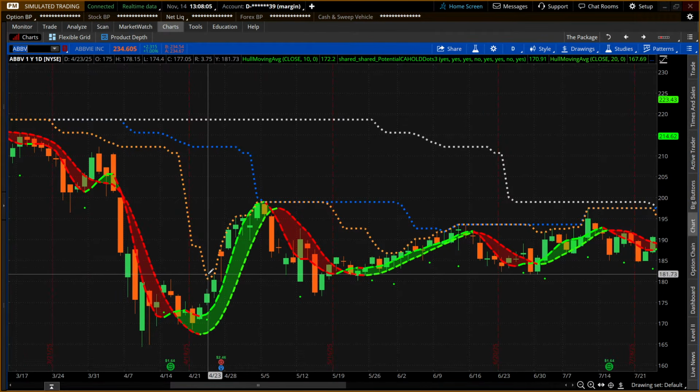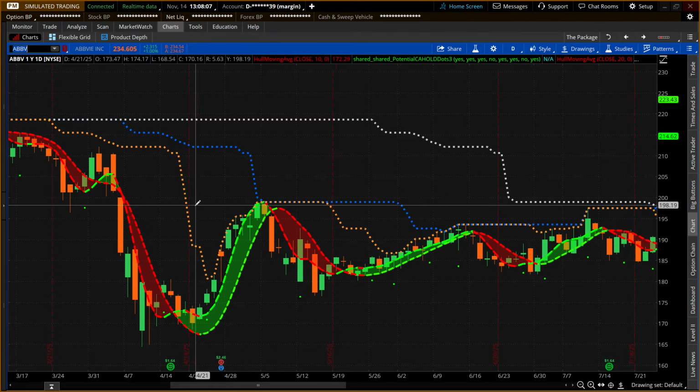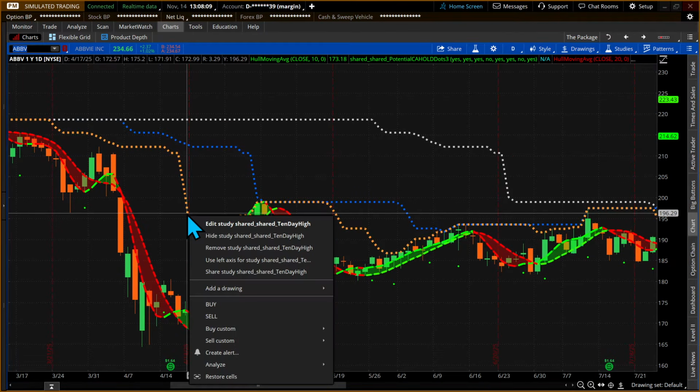Now, the orange line, that's the 10-day high. Think of that as the shorter term type of traders who maybe have a sweet spot of 2 to 3 days to 2 to 3 weeks. They're looking for the breakout. They're looking for the price to get above that line or touch the line.